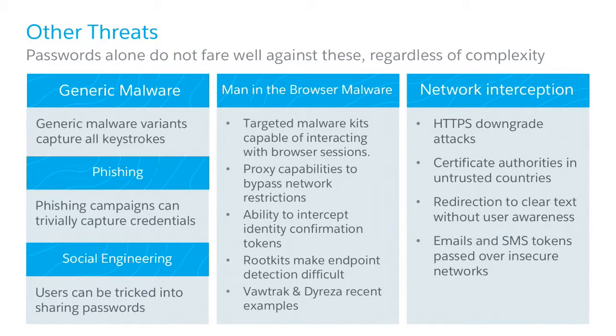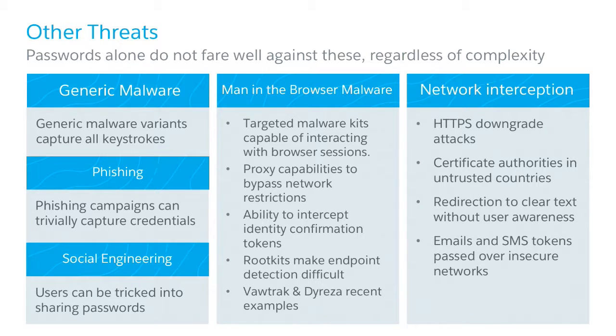They have the ability to intercept tokens. That can be SMS tokens, email verification tokens, or actually changing the appearance of a website by injecting straight into the browser. Two examples you can read up about on the help and training portal are Bortrak and Direza. Another really, really big problem is network interception.